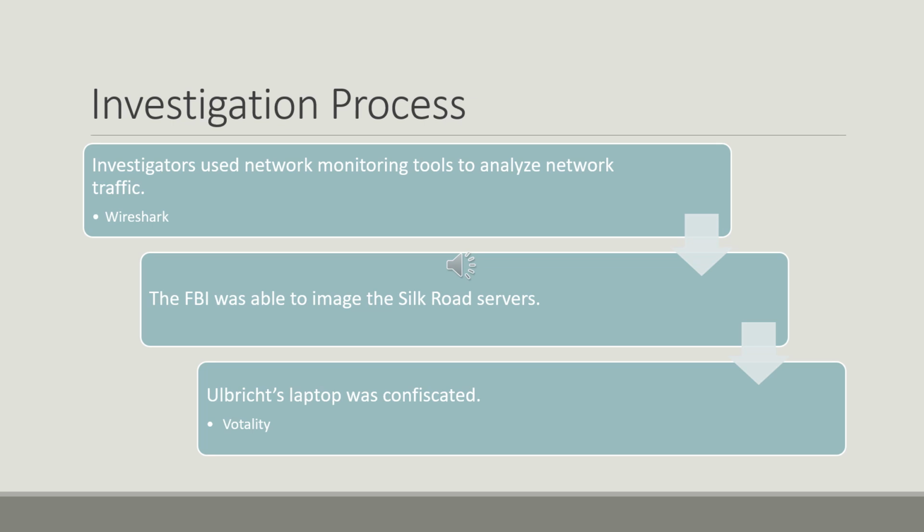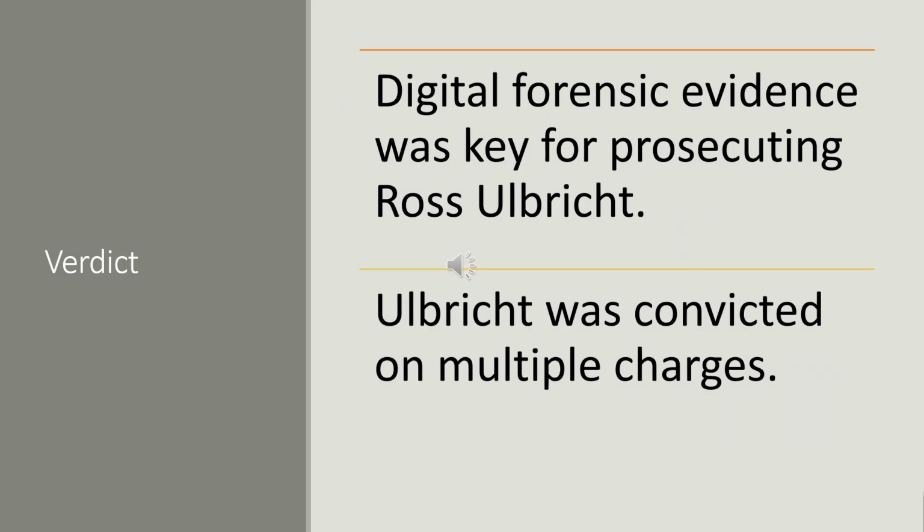Volatility is another tool we discussed previously that was used in this investigation, allowing investigators to recover data that would have been encrypted or even lost if the laptop had been powered off. Ultimately, investigators were able to confiscate the laptop. Forensic evidence was key for prosecuting Ulbricht.